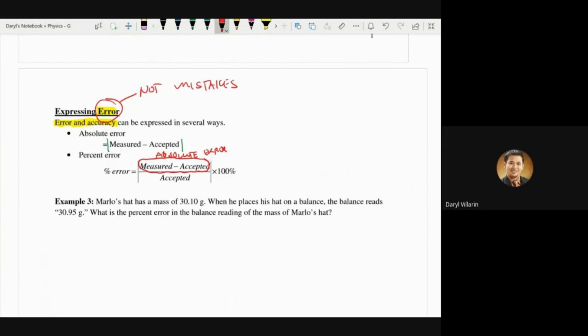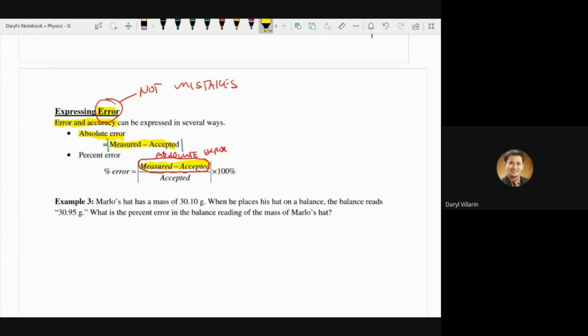Okay. So again, the absolute error is just the difference between the measured and the accepted. If you can see here, that's absolute value. So you disregard the negative sign because your accepted value can be higher or lower than your measured value. So essentially, when you're talking about percent error using this particular equation, you will not get a negative value. So in our case, we just use this particular way of expressing your error, the percent error.